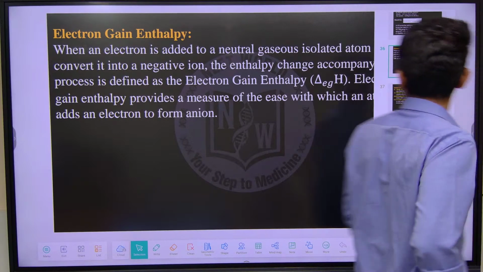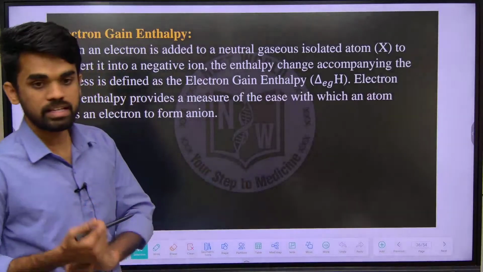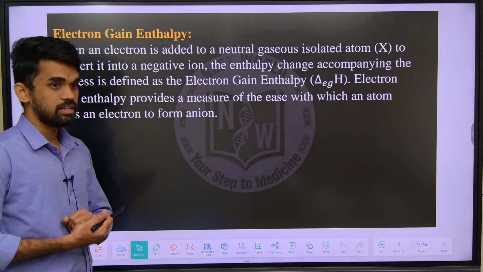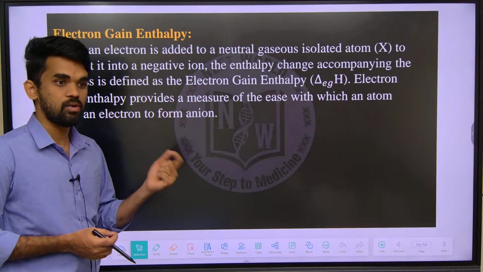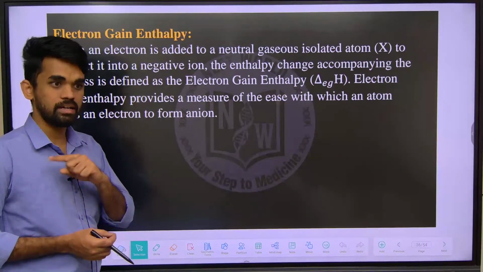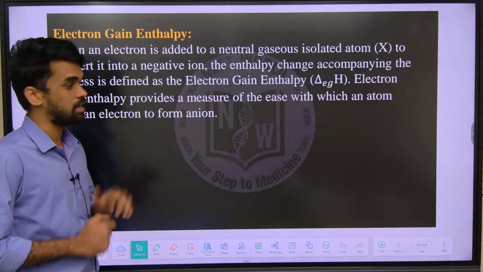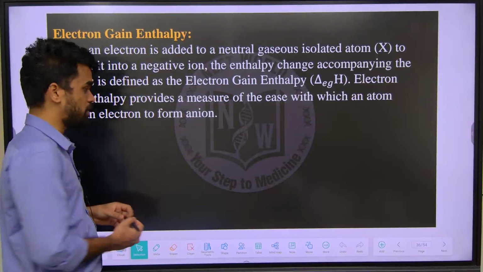Okay, so what we discussed in the last class about ionization energy and the factors affecting ionization energy. Next, the trends in the periodic table, how it varies in period and group. Then next we started discussing electron gain enthalpy. So electron gain enthalpy, what is it? Tell me once.